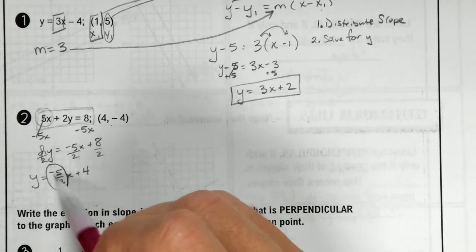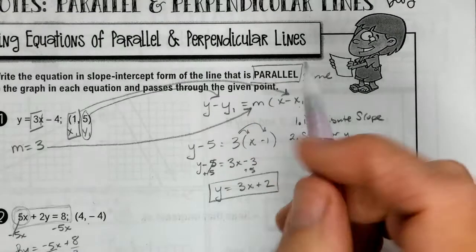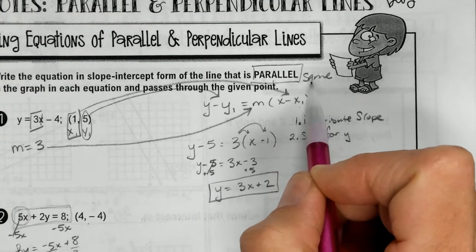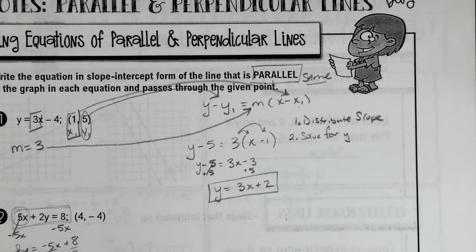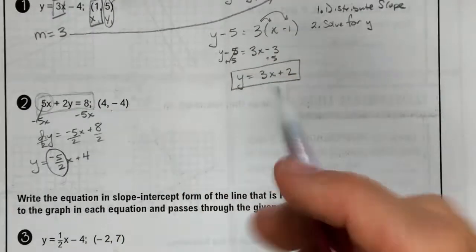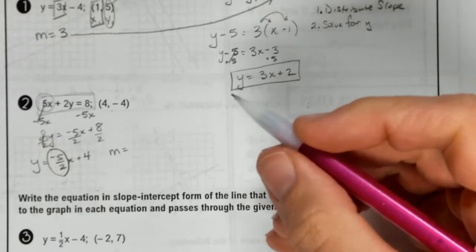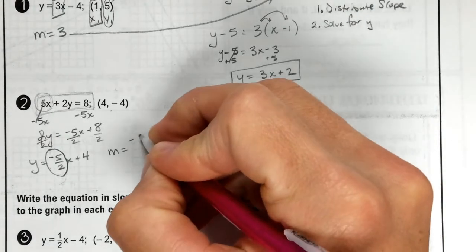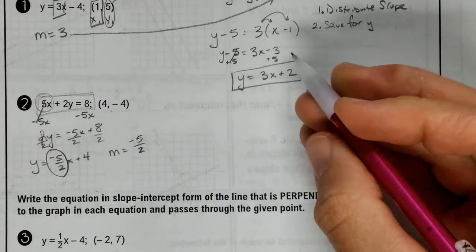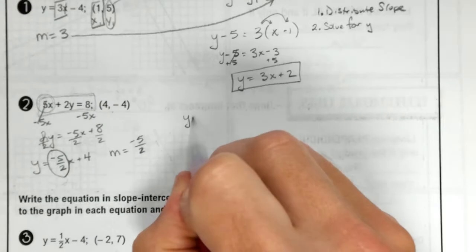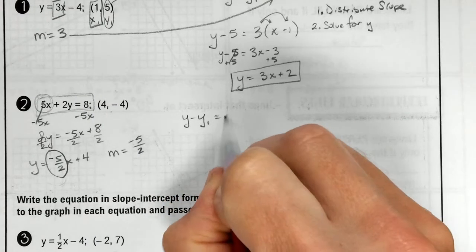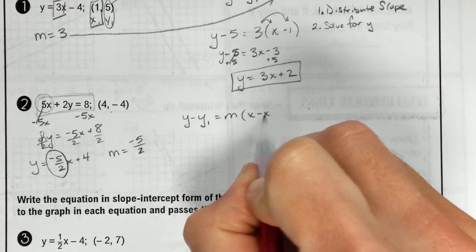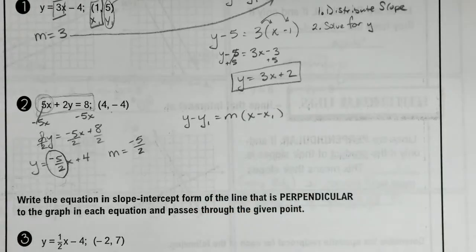So you found your slope of negative 5/2. And again, we want lines that are parallel, which means parallel lines have the same slope. So Ryan, my m is what? Negative 5 over 2. Alright, so now we're plugging into our point-slope form, which again is y minus y1 is equal to m times x minus x1.